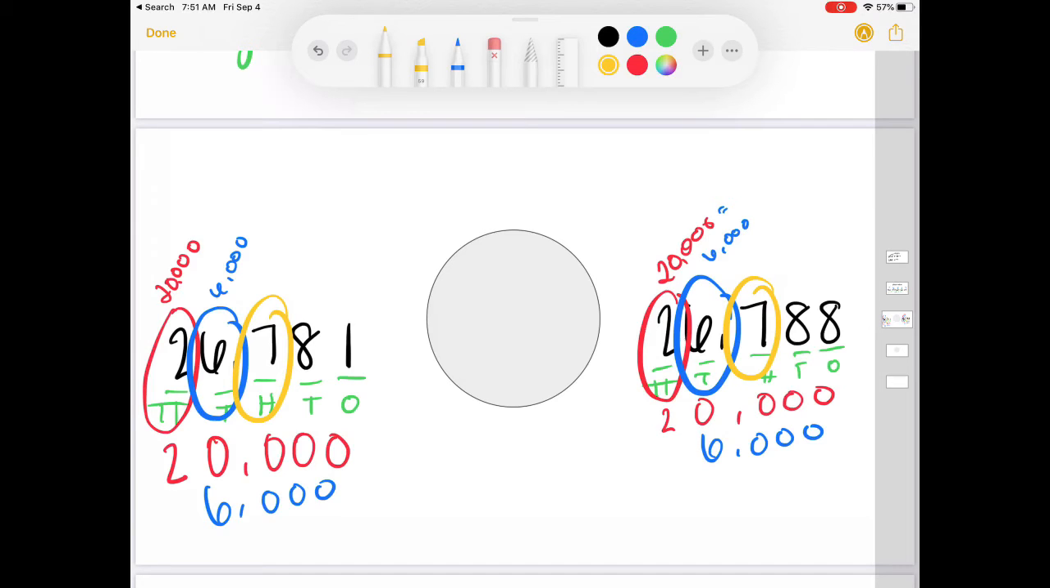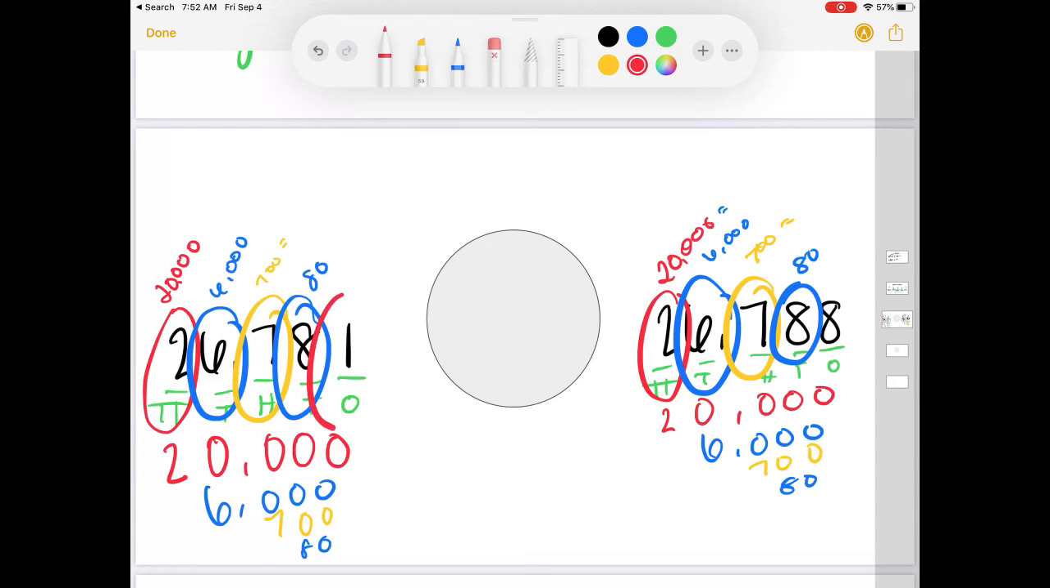I have my hundreds, a 7 and a 7. Well, 700, 700. They are equal, so I need to move on. I'm going to go to my tens. I have an 8 and an 8. Oh my goodness, those are the same numbers. So I have 80 and 80. They are both worth 80. They are equal. So I need to go to my next spot, my ones. I have a 1 and I have an 8. This is worth 1 and this is worth 8. They are not the same. 1 is not the same as 8.